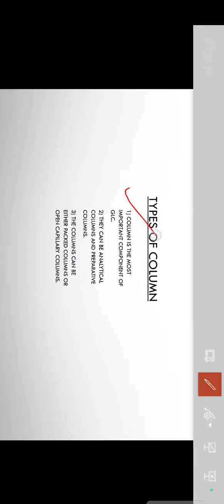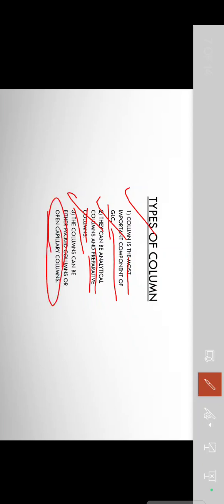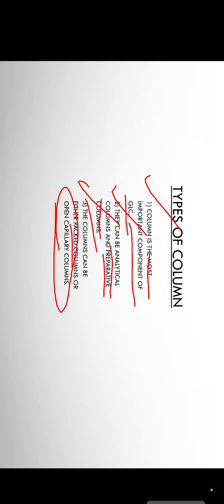And this is the types of column. What types of columns can we use in GLC? The column is the most important component of GLC. We also know that there can be analytical columns and preparative columns. The columns can be either packed columns or open capillary columns. Packed column or open capillary columns we can use. Let's move on.